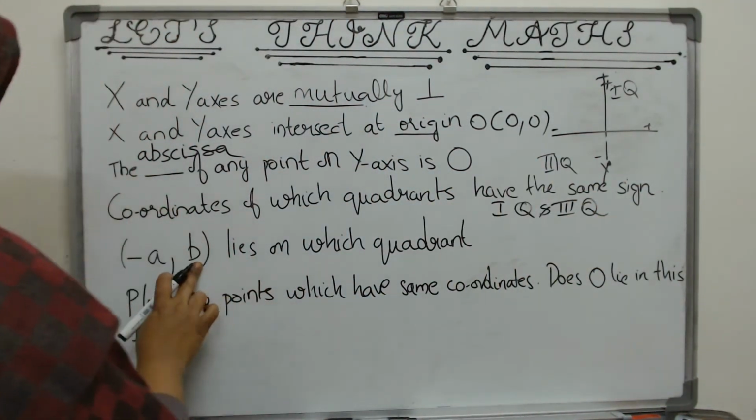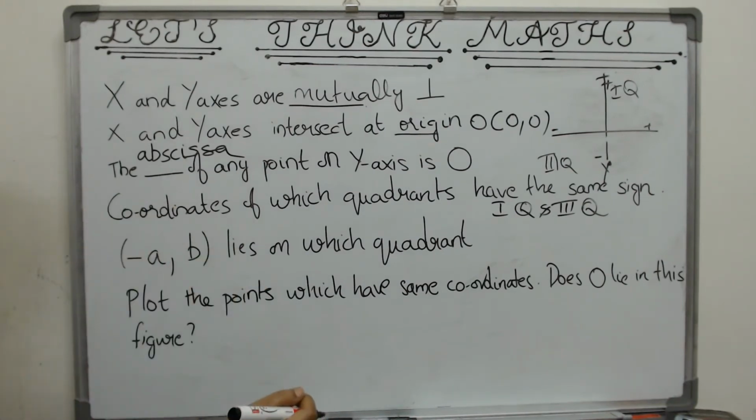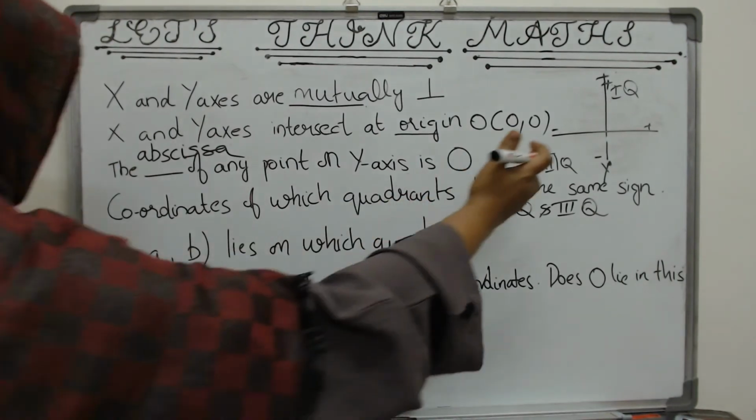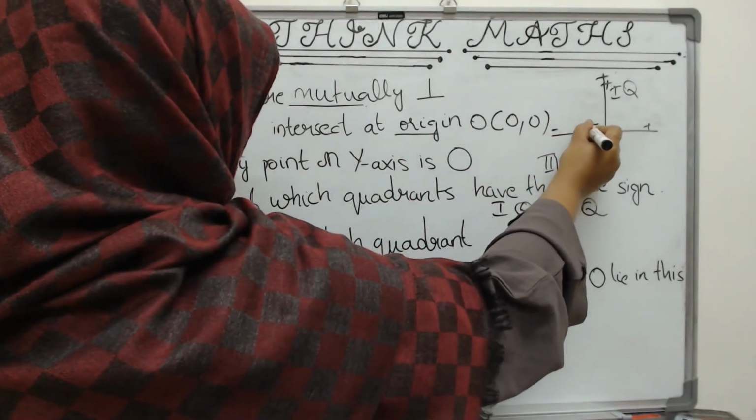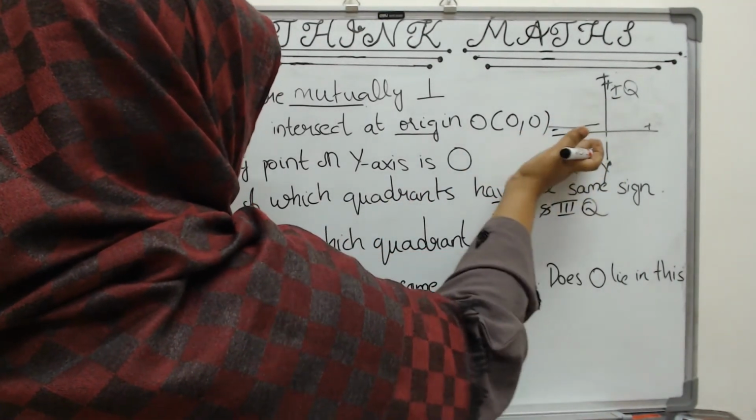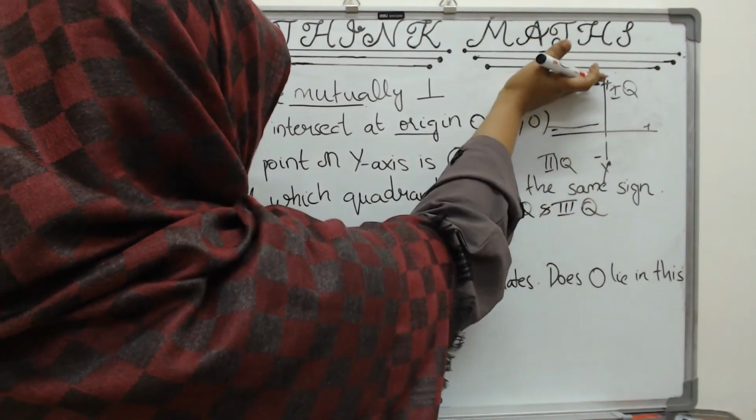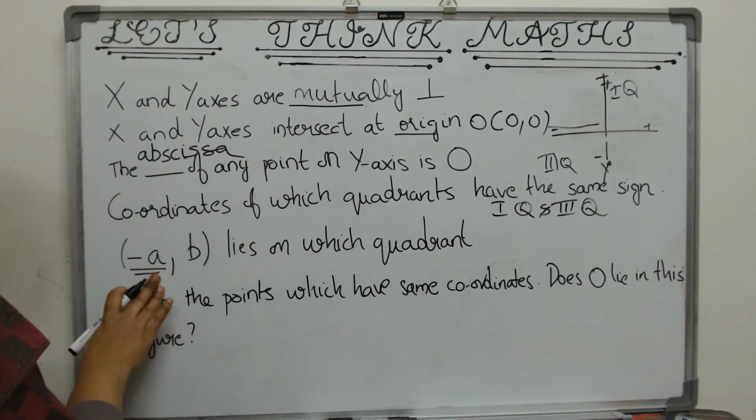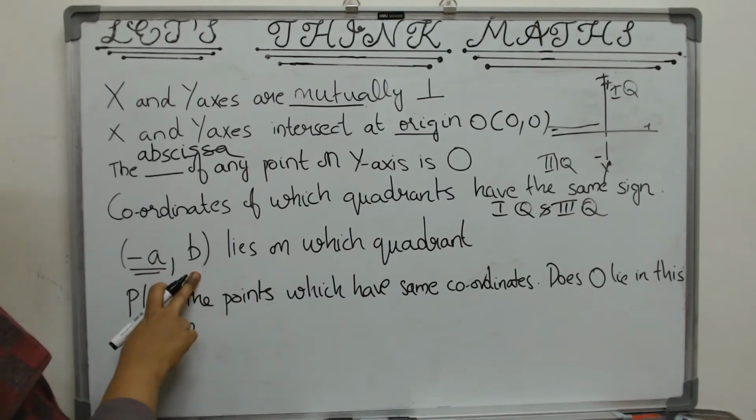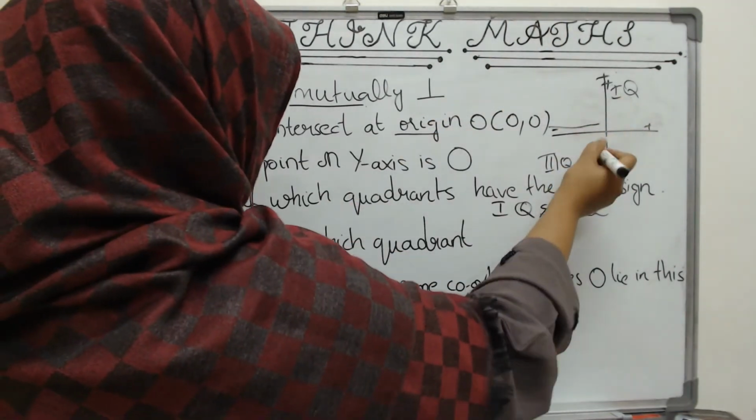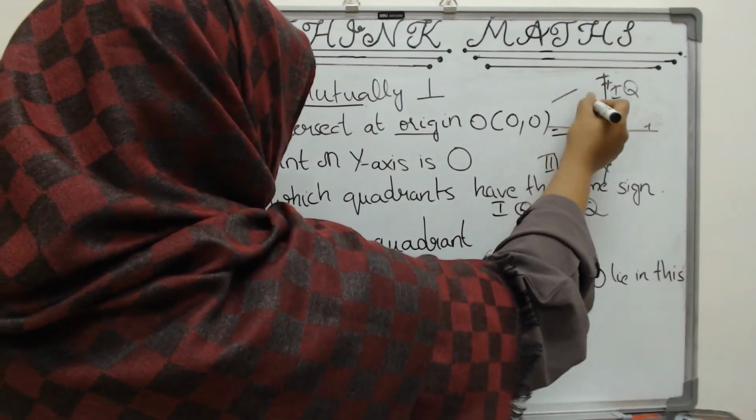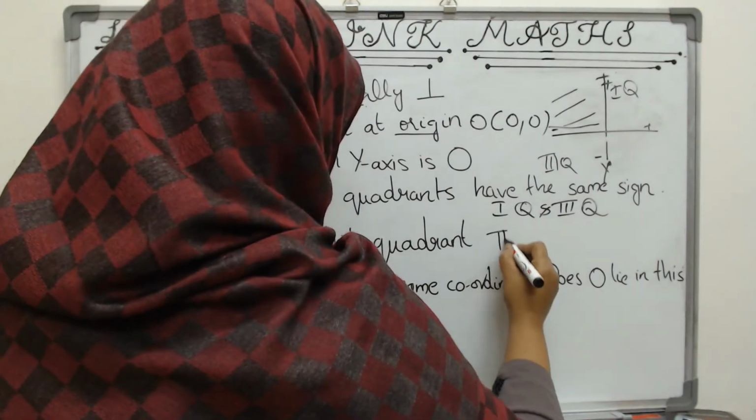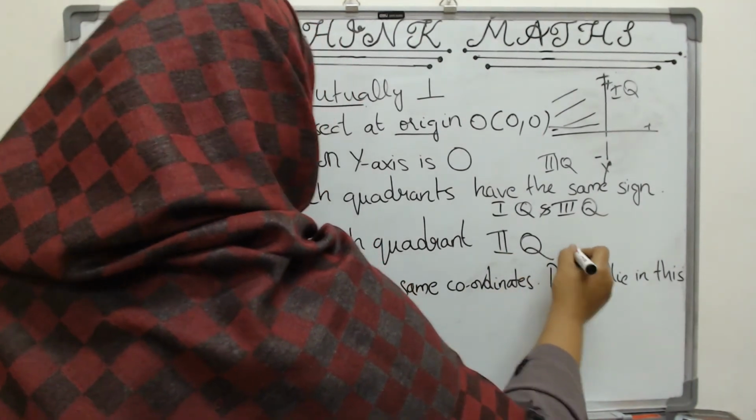(-a, b) lies in which quadrant? In which quadrant is the x-coordinate negative? X-coordinate negative means we are talking about this area. So it should lie in this area, either here or here. So its abscissa is negative. What about its ordinate? Its ordinate is positive, so it cannot come here. So it has to lie in this area, or in other words, it has to lie in the second quadrant.